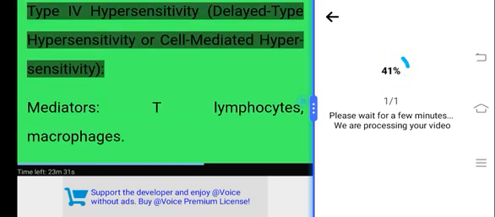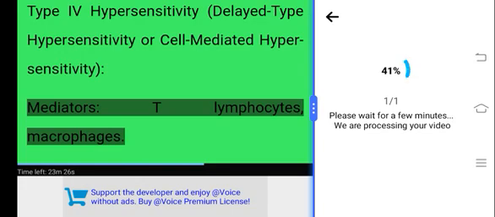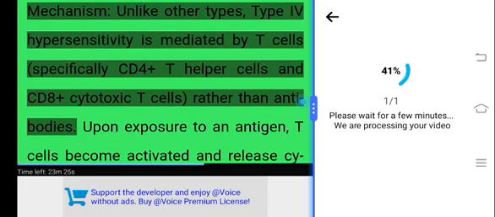Type 4 hypersensitivity, delayed type hypersensitivity or cell-mediated hypersensitivity. Mediators, T lymphocytes, macrophages. Mechanism, unlike other types, type 4 hypersensitivity is mediated by T cells, specifically CD4 plus T helper cells and CD8 plus cytotoxic T cells rather than antibodies.